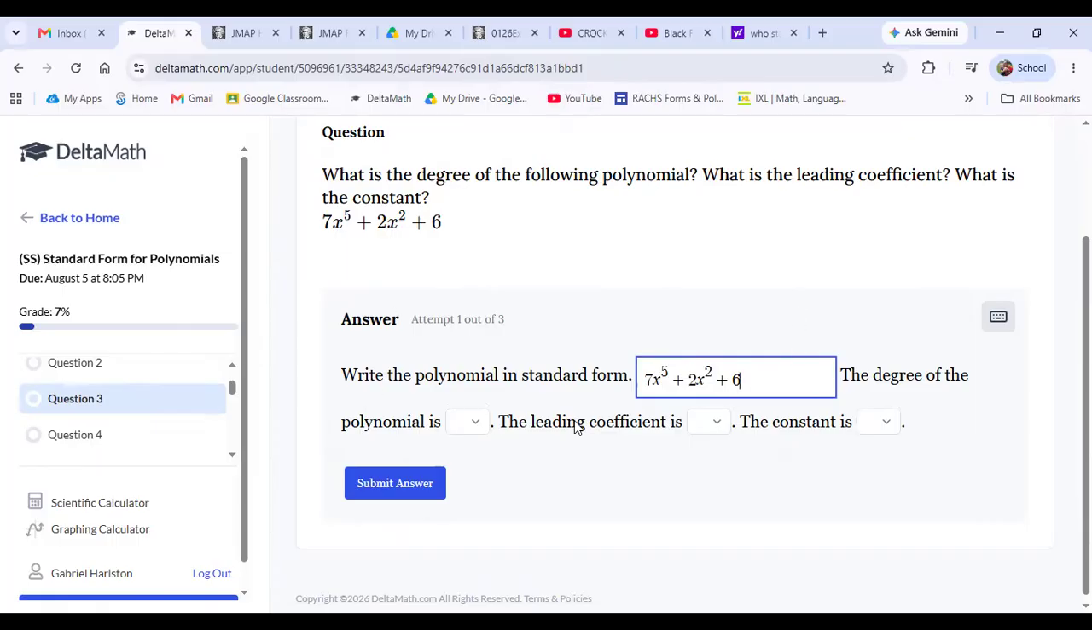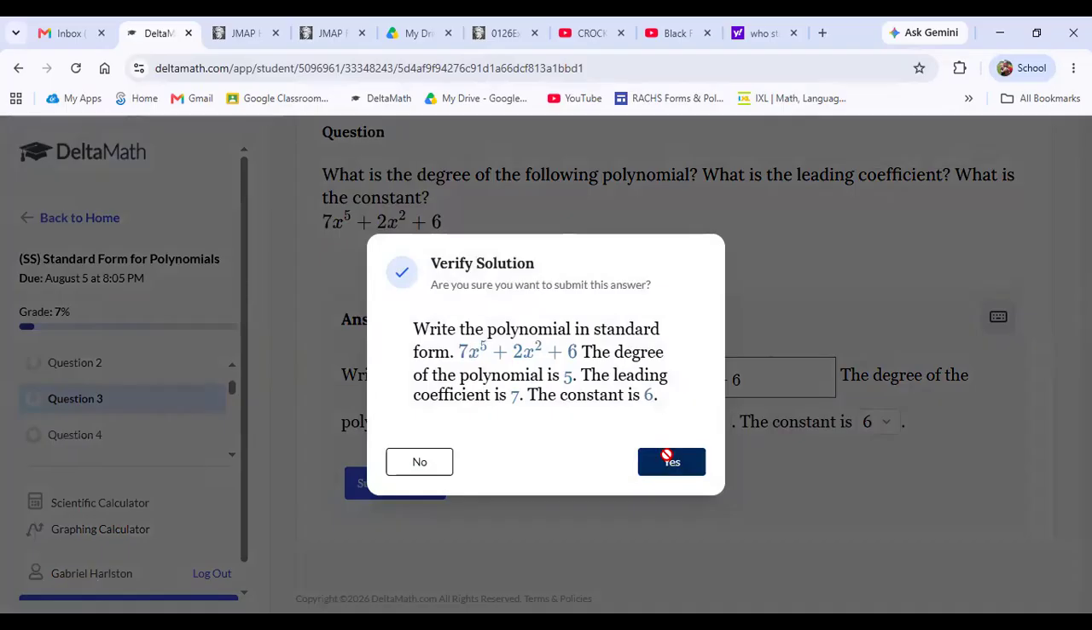Now, what's the degree? The degree is the highest exponent, so we're going to say 5. The leading coefficient is the coefficient of the leading term, or the term with the highest degree, so that's going to be 7. And the constant is always going to be a number. It never, ever will have a variable, so 6. And we submit it. Boom, done.